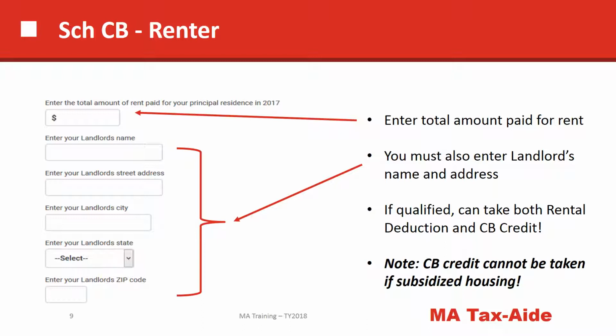If they are entitled to it, then you can take both the rental deduction and the CB credit. Most of the time we say no double dipping, but this is one example where if they're allowed and they qualify to take the rental deduction and the CB credit, they can take both.